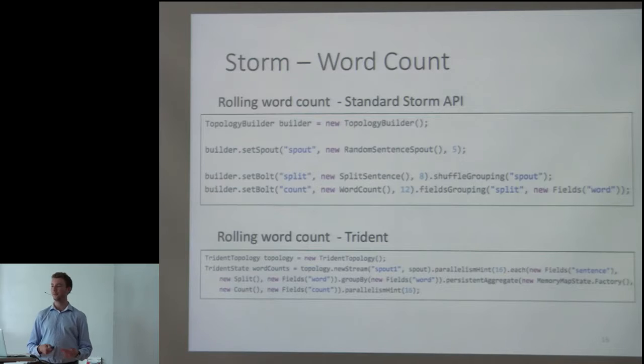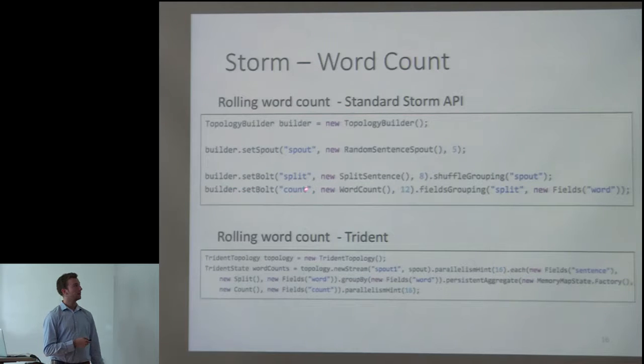We need a bolt for splitting the sentences, which we will call split. The logic will be programmed in this split sentence instance. I left it out from the presentation, but it's quite lengthy. This one will have parallelism of 8 and is shuffle grouped to the source. That means we don't care how data will be routed from the source to the parallel instances of this splitter operator.